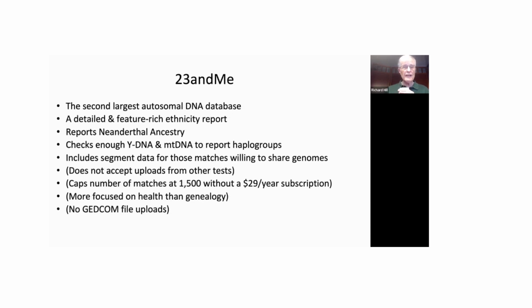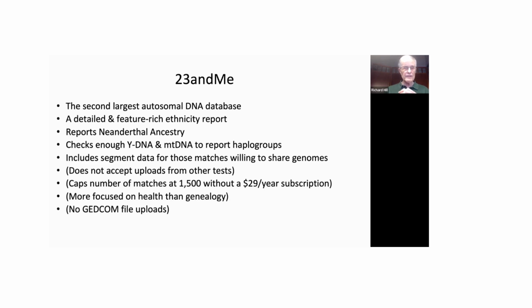Now, 23andMe has the second largest autosomal DNA database, and they have a very detailed and feature-rich ethnicity report. They also are one that happens to report something called Neanderthal ancestry. It's not going to help with your genealogy, but it's just kind of an interesting add-on. They also will check just enough Y-DNA and mitochondrial DNA to report your haplogroups. Now, they do include segment data for those matches willing to share genomes.